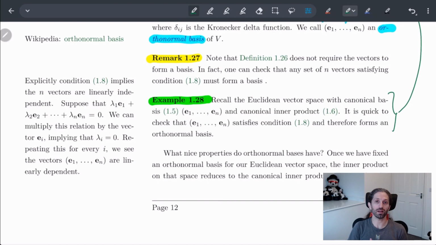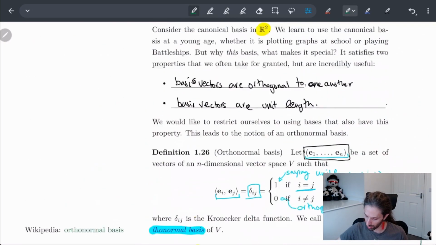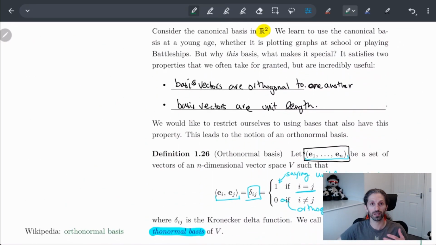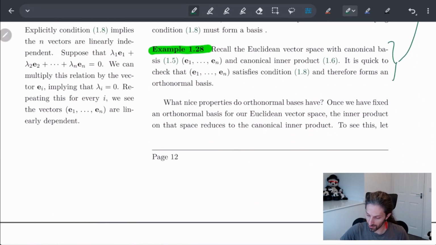Okay, so we gave an explanation as to why we wanted orthonormal bases. But what properties do orthonormal bases have? Why are they actually nice? Why do we use them? It's nice to look at, but what's the point? What is it there for?